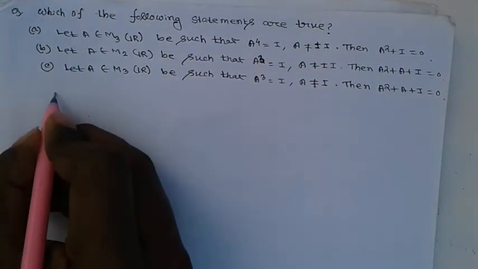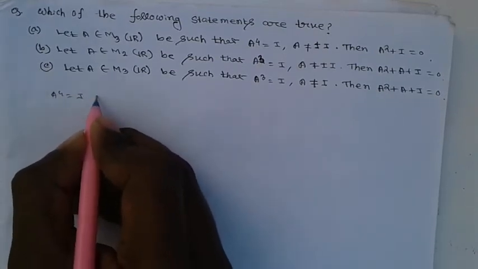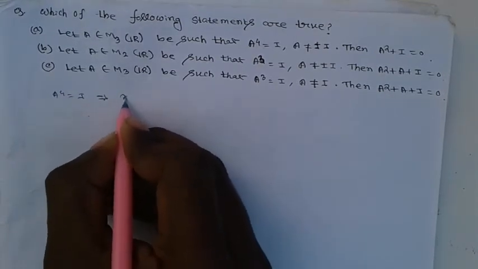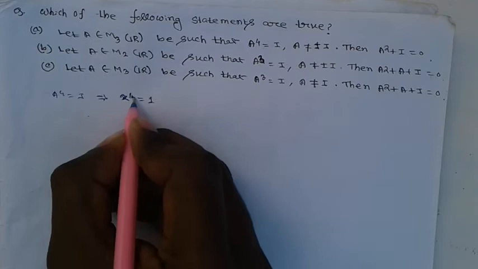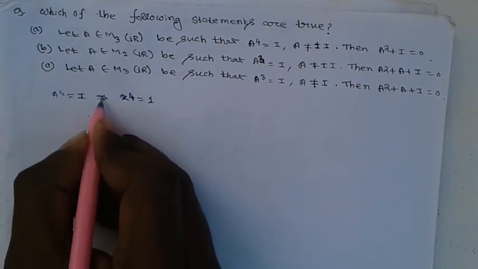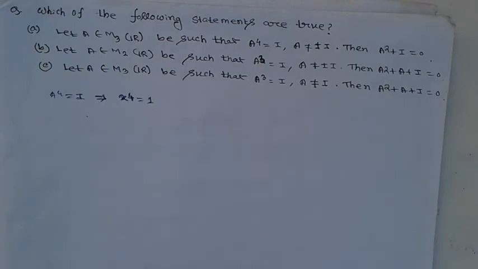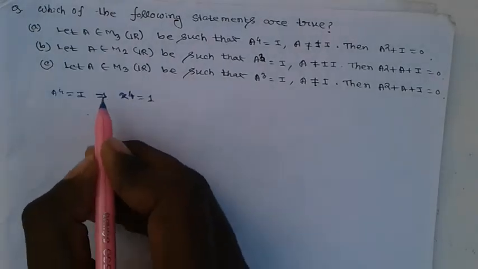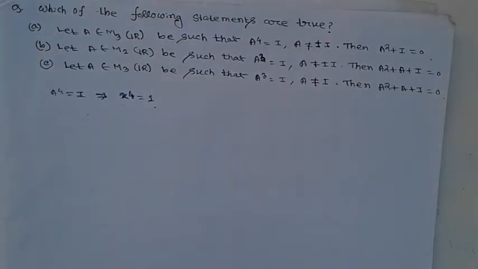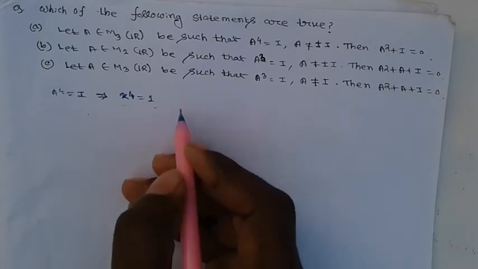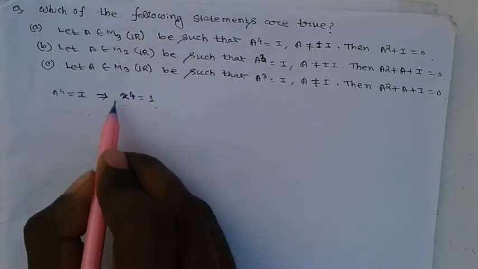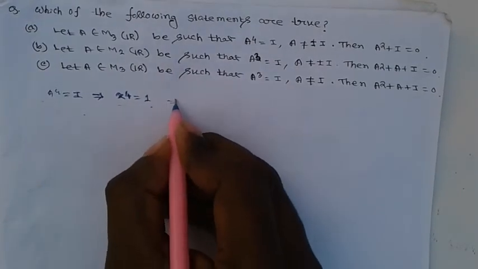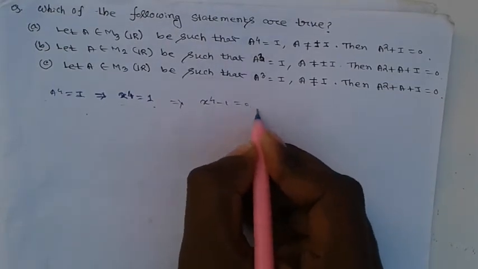First of all, we read A to the power 4 equal to I, then x to the power 4 equal to 1. Why x to the power 4 equal to 1? Because if A to the power 4 equal to I is satisfied, then x to the power 4 equal to 1 is an equation of variable x. From this we read it, and this is necessarily not the characteristic equation or minimal equation. This is an equation. If this is satisfied, then x to the power 4 minus 1 equal to 0.